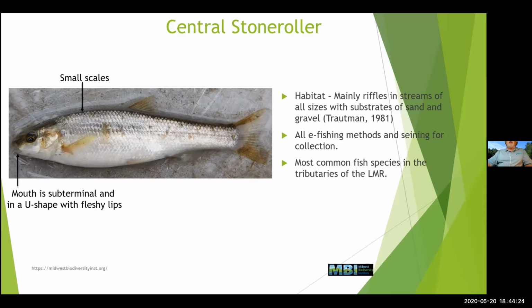So when you grab a fish, if you see a fish that is kind of bronzy, brassy, and you flip it over and look at its mouth and it's got kind of a U shape, you're probably looking at a stone roller.